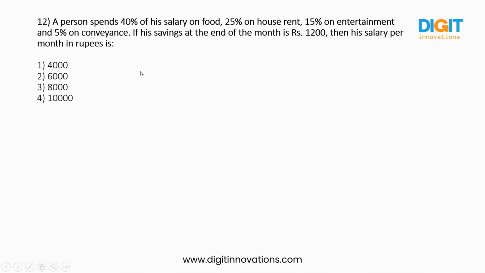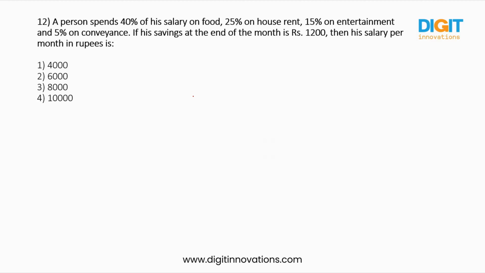Next one. A person spends 40% of his salary on food and 25% on house rent, 15% on entertainment, and 5% on convenience. If his savings at the end of the month is rupees 1200, then his salary per month in rupees is. So what they're asking is to find out.